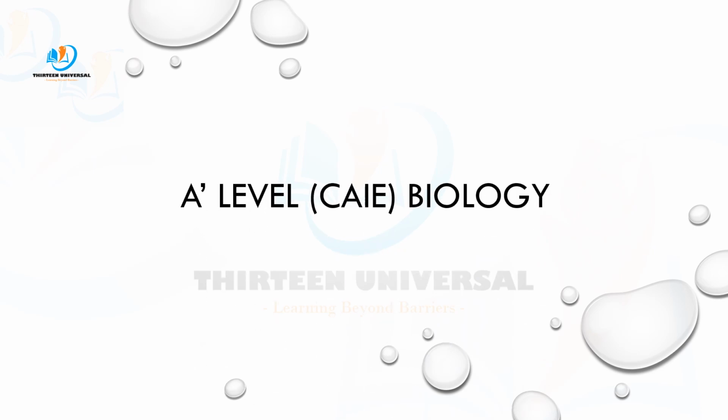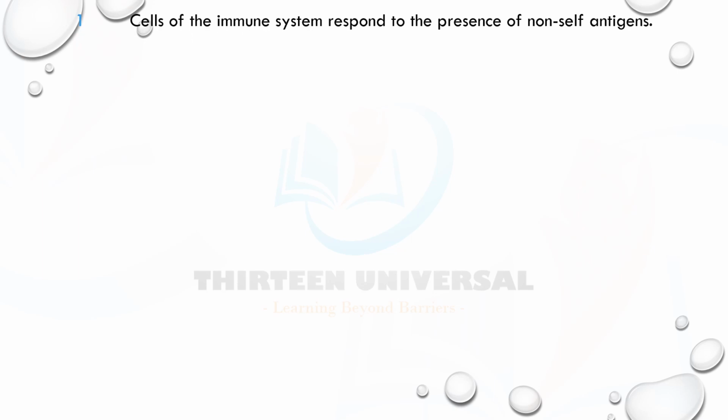This is A-level CIE Biology as we prepare for the May-June papers 2024. We are starting revision from immunity for paper 2. This is series 1. So get your writing materials. Let's solve some questions.